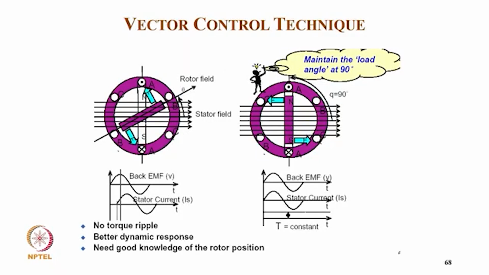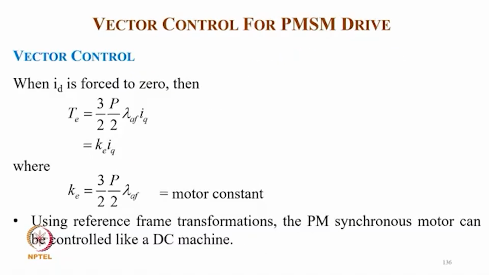Then here, of course, we call it the bandwidth. You have a sinusoidal voltage and a sinusoidal current, so you get constant torque. Of course, you have no torque pulsation, it gives a better dynamic response, and it needs good knowledge of the rotor position. That is one of the reasons this is preferred nowadays, even for electric vehicles, because it does not have torque pulsation and gives better torque.